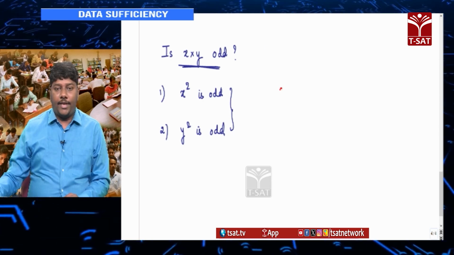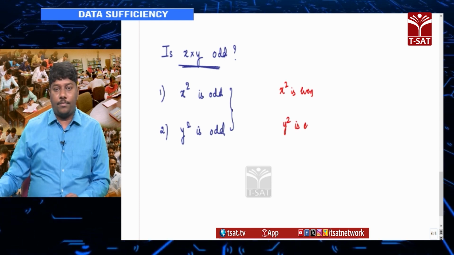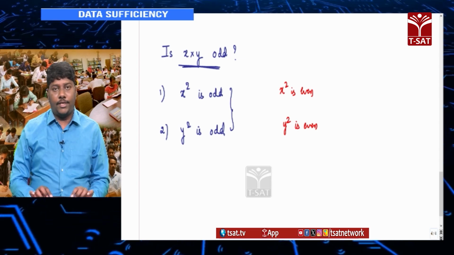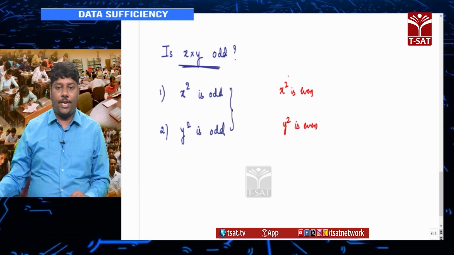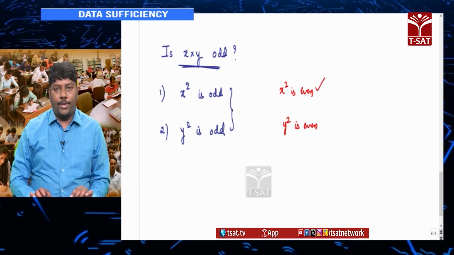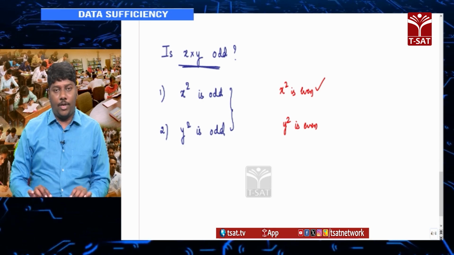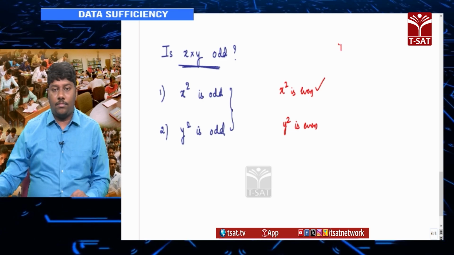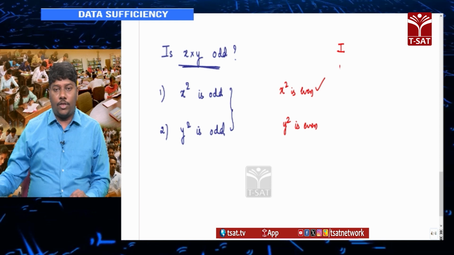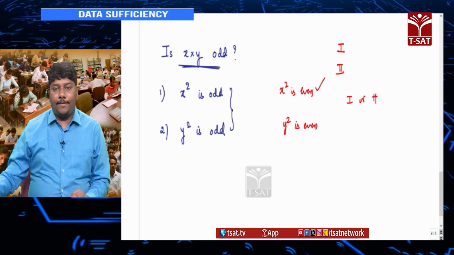Now, see here, if I say statement 1: x square is even, statement 2: y square is even. If statement 1 is x square is even, therefore, x is even. Therefore, x into y cannot be odd. So, I can say by using statement 1 alone. X square is even means x is also even. If x is even, x into y is also even. So, I can answer by using statement 1. Y square is even means, so I would say 2 is also sufficient. So, 1 or 2.